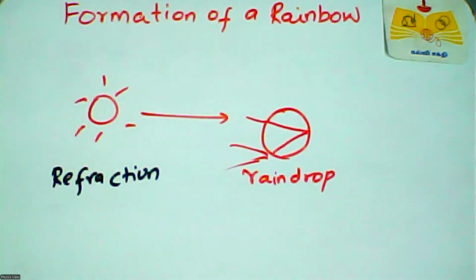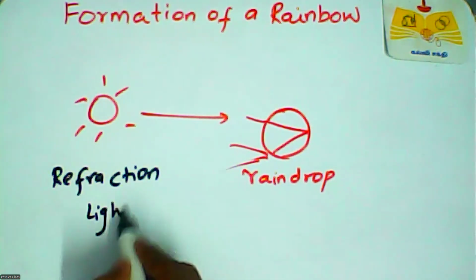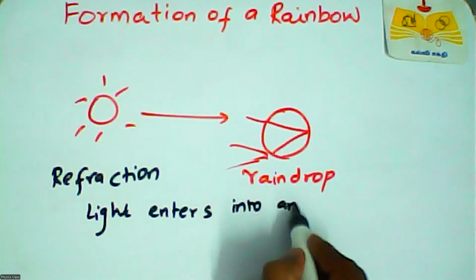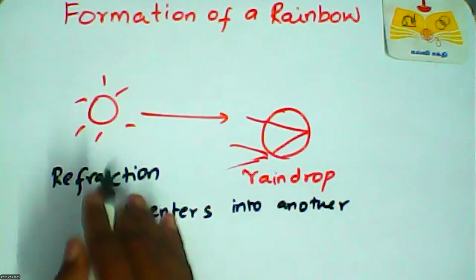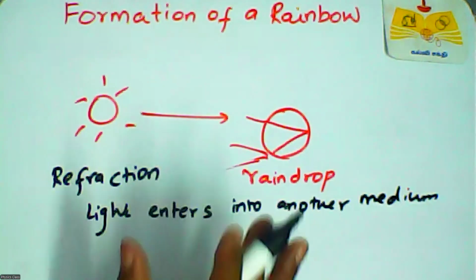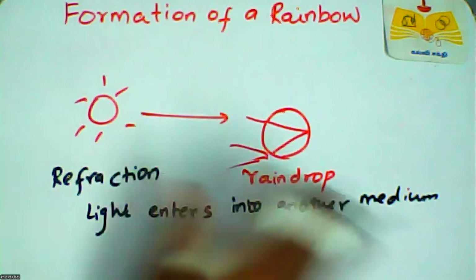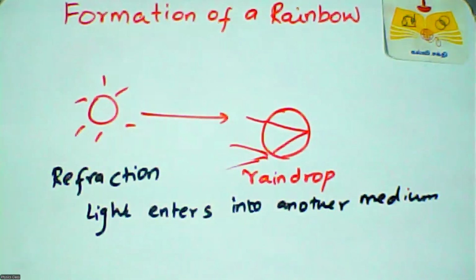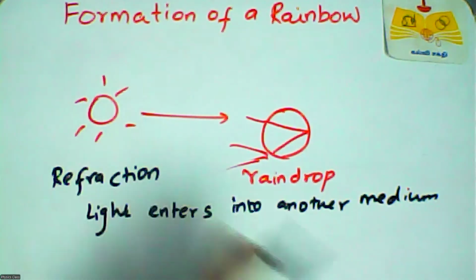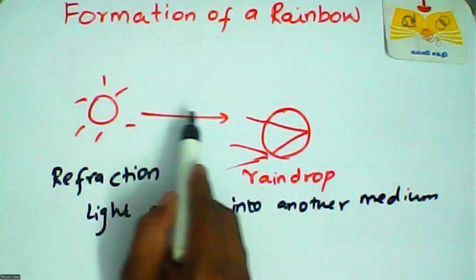Refraction means light enters from one medium into another medium and deviates from its normal position, the normal line. Already we know that. So it is called refraction, path deviation. Sunlight enters the drop.